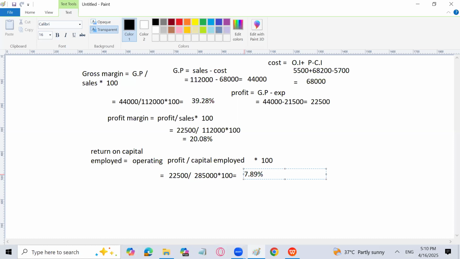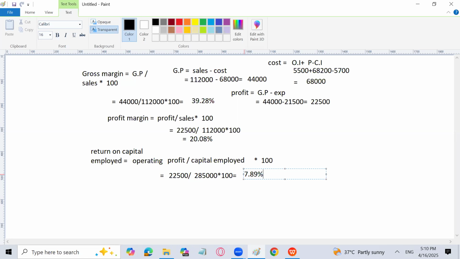7.89%. Always remember that gross profit shows how much gross profit you have earned in comparison to sales. The higher the gross profit ratio, the better it is going to be. It will increase if there is an increase in sales with the same cost of sales, or if there is a decrease in cost of sales with the same sales. If sales are increasing and cost of sales is decreasing, or cost of sales remains constant, again the gross profit will increase.